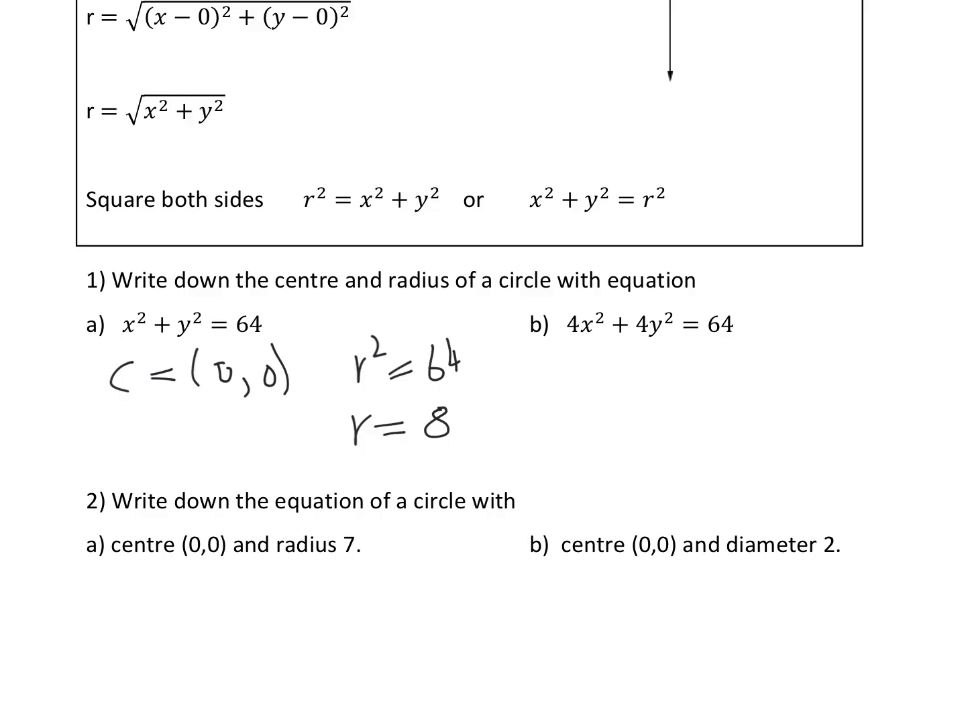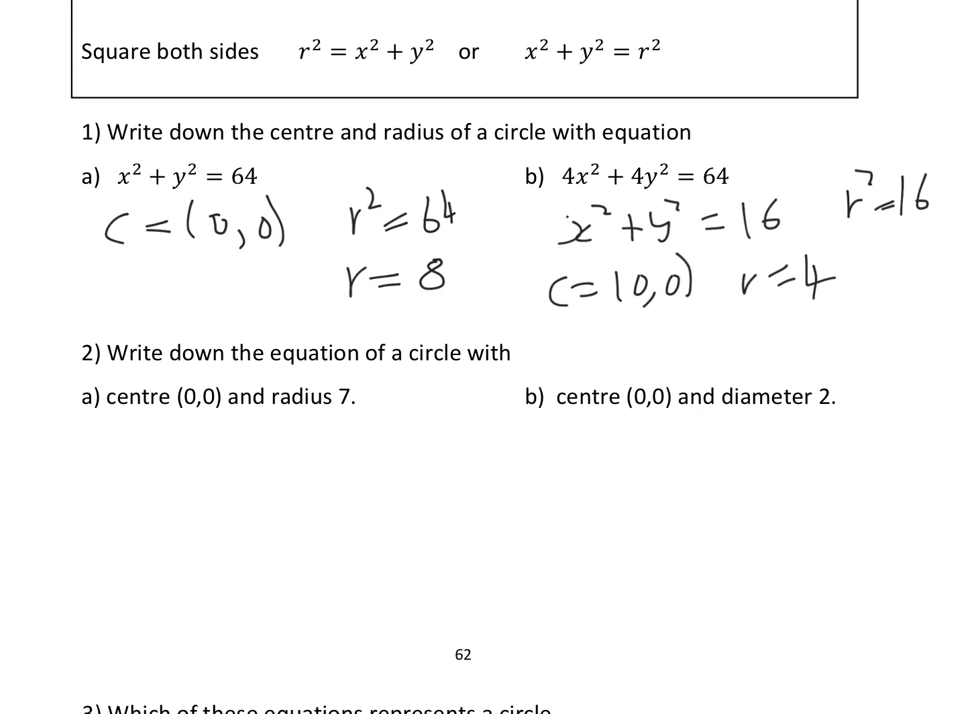What about part B? Well, part B isn't in the form x squared plus y squared, but it could be if we divide everything by 4. If we divide everything by 4, we get x squared plus y squared equals 16. We can then say the center is 0, 0, and the radius is going to be the square root of this number. This is r squared. So you can say r squared equals 16. So r is the square root of 16, which is 4.